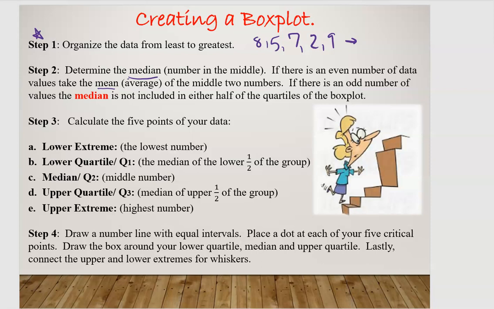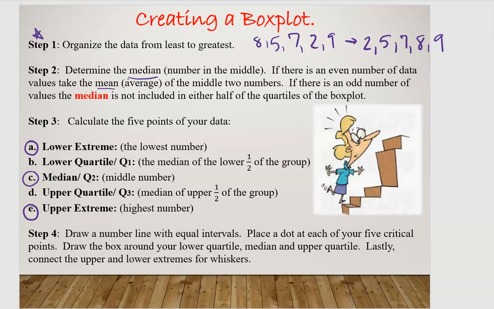You then calculate the 5 data points. So the lower extreme and the upper extreme are pretty easy. They're just the lowest number and the highest number. The median we calculate by basically counting. So let's organize these data points: 2, 5, 7, 8, 9.